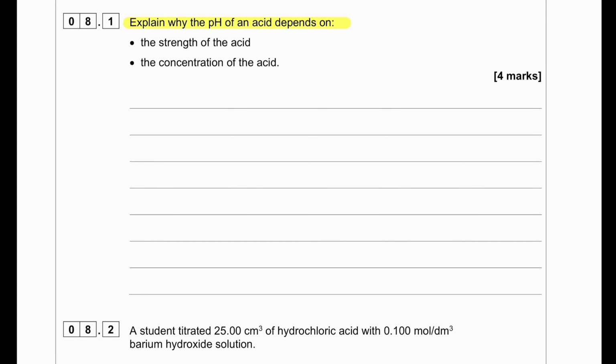Explain why the pH of an acid depends on the strength of the acid and the concentration of the acid. In a question like this, guys, we have to think of what pH means. pH means power of hydrogen. That means the concentration of H+ ions that we have within that particular acid. If the concentration of H+ ions is higher, then the pH is lower.